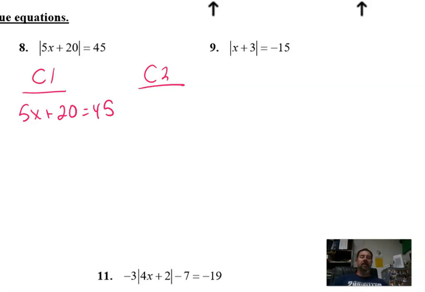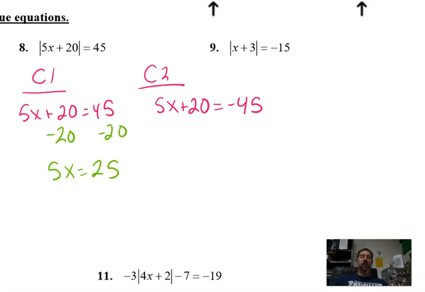Then I'm going to set up case 2. And again, to set up case 2, same thing, drop the absolute value, 5x plus 20, but now you're going to set it equal to negative 45. Okay? We're going to say, what if that step on the inside was a negative 45? Then if I were to take the absolute value of it, I would get positive 45. Right? And now you just need to solve these two equations.